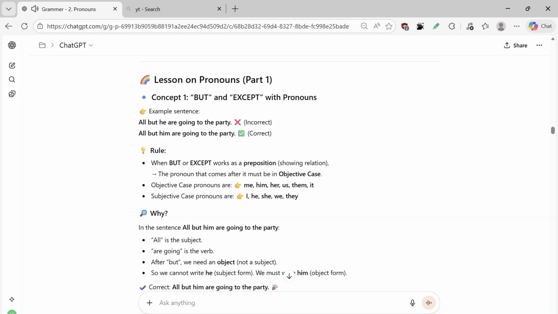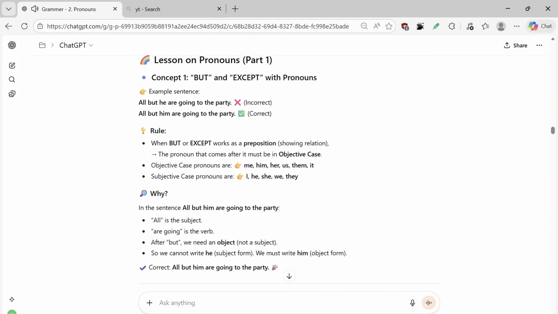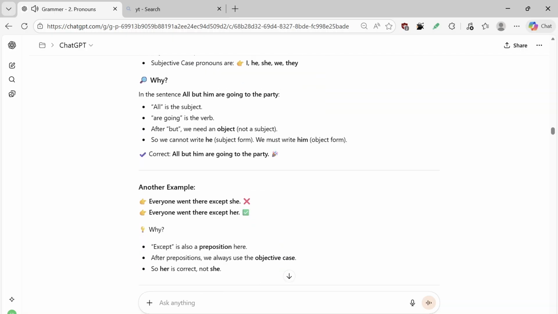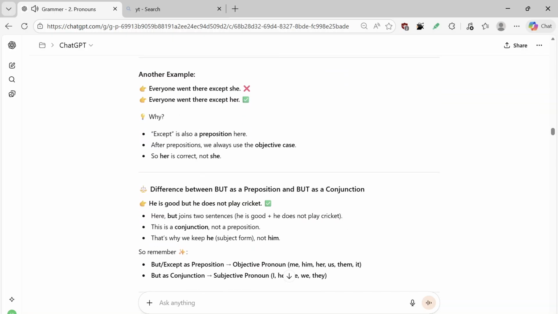Why? In the sentence, all but him are going to the party, all is the subject and are going is the verb. After but, we need an object, not a subject. So we cannot write he, the subject form. We must write him, the object form. Correct: all but him are going to the party. Another example: Everyone went there except she. Everyone went there except her. Why? Except is also a preposition here. After prepositions, we always use the objective case. So her is correct, not she.